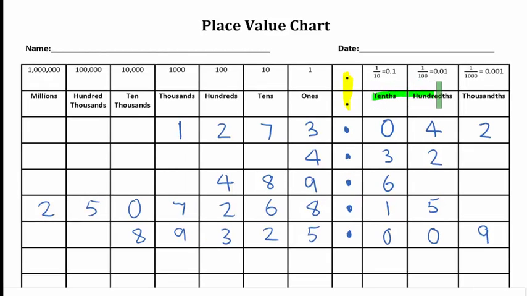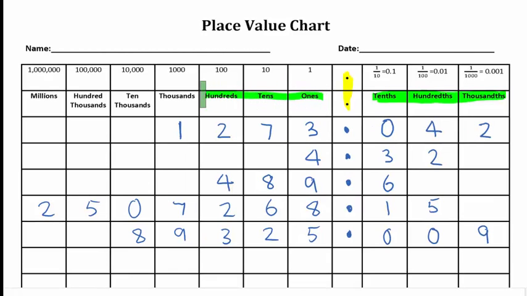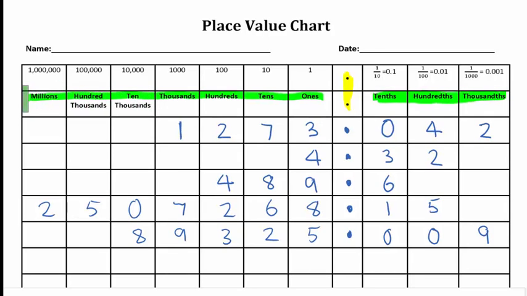So when we're going this side, we're looking at tenths, hundredths and thousandths, and all those numbers are less than 1. And when we go in the other direction, we're looking at numbers that are greater than 1, so your tens, hundreds and thousands and so on. Now there is a bit of symmetry here: you've got your tens and tenths, your hundreds and hundredths, your thousands and thousandths.